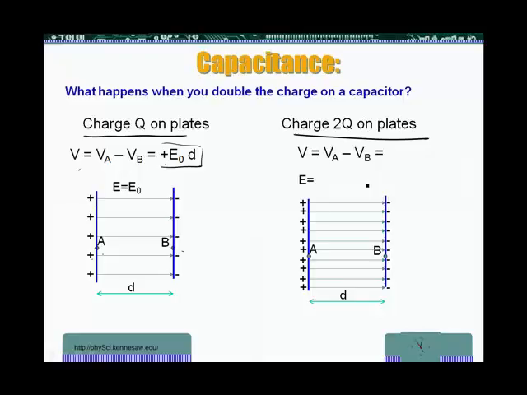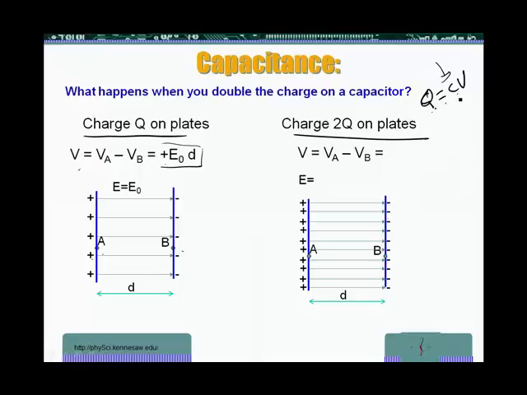Now, what do we know? We know that the capacitance is related to the charge through this expression. Q is equal to CV. Now, if I double the charge, the capacitance does not change, since I'm not changing what's in between the plates, the separation of the plates, or the size of the plates. I'm not changing any of these, so the capacitance does not change.